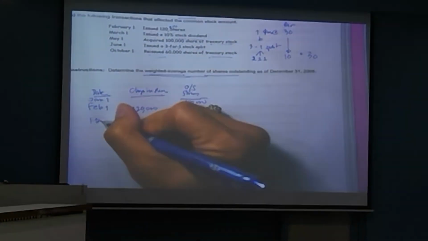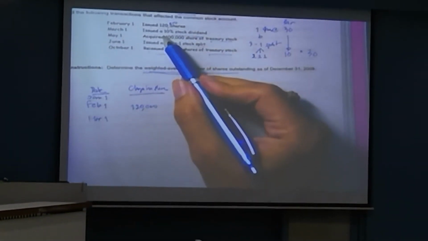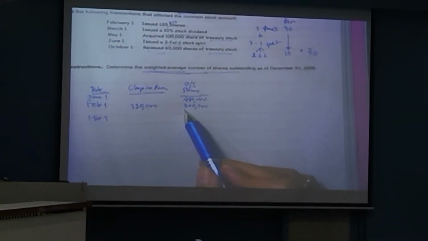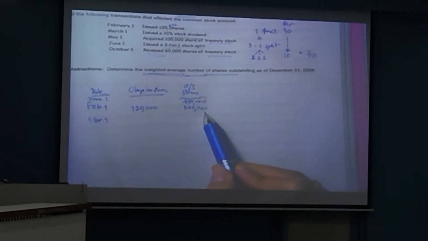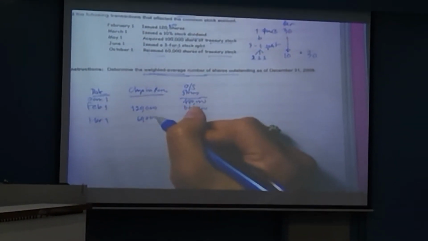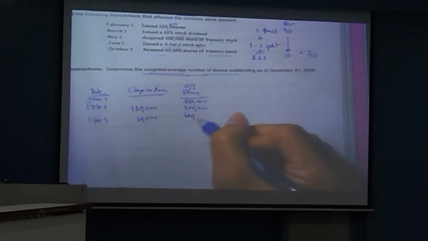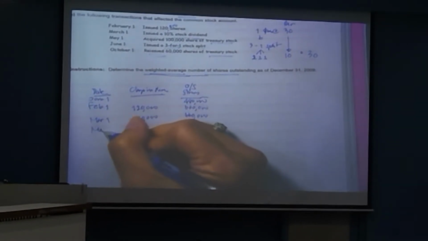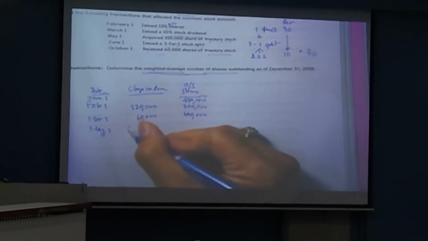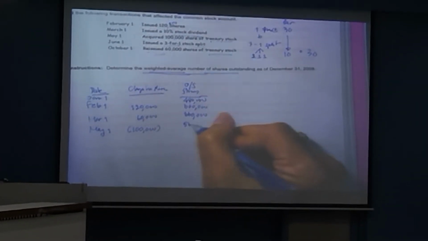On March the 1st, you issue a 10% stock dividend. What is that supposed to mean? The 600,000 shares get another 10% more, so you have about 60,000 more shares. The total outstanding shares now turn out to be 660,000. On May the 1st, you buy shares back as treasury stock. The outstanding shares dropped to 560,000.